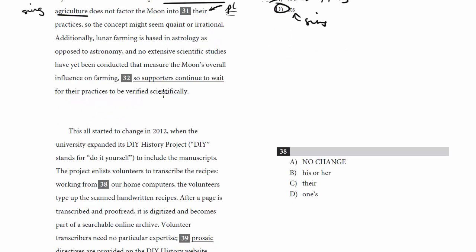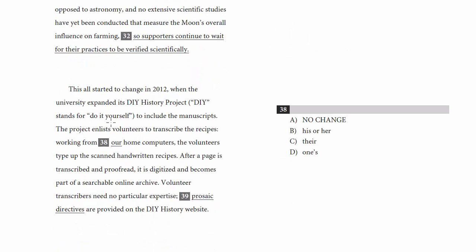Let's check out 38. The project enlists volunteers to transcribe the recipes. Working from our home computers, the volunteers type up the scanned handwritten recipes. We look at this one and say, wait a minute, our. Why suddenly is first person being thrown in here when it's the volunteers who are doing the work? Why would the volunteers be using our computers, and who is our anyway? Who's the we that we're talking about?